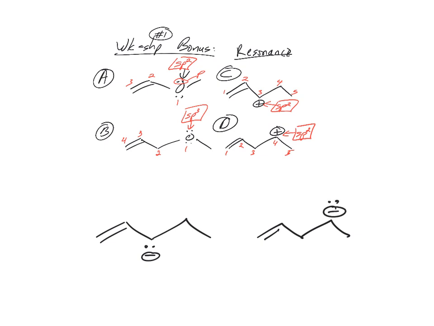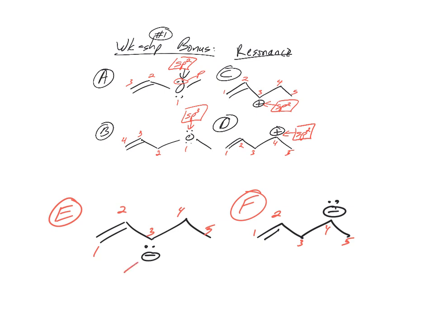These two. 1, 2, 3, 4, 5. 1, 2, 3, 4, 5. For E and F. For E, carbon 3 has a negative charge. What's its hybridization state? sp2, right? Why? Because it has that lone pair. It's going to want to put it in a p orbital so it can do resonance with carbon 2.